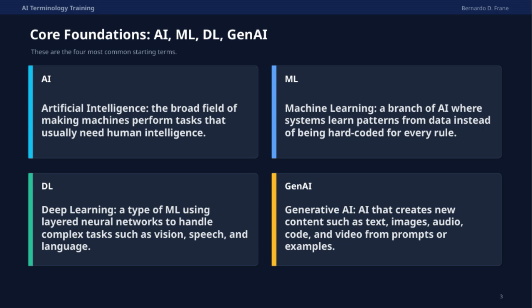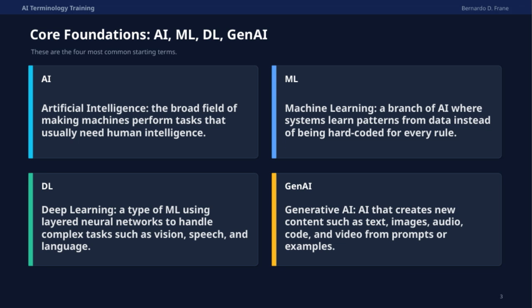Then there's machine learning, or ML. This is a broader category where systems learn patterns from data rather than being explicitly programmed for every single rule. So instead of coding every step, we feed data into the system, and it learns how to make predictions or decisions on its own. Finally, we come to artificial intelligence itself.